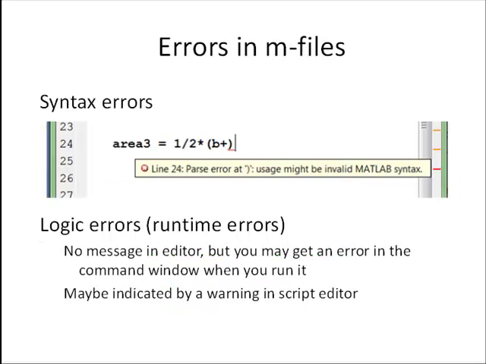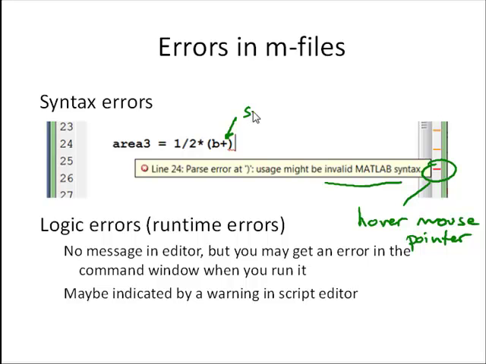In mFiles, when we have a syntax error, what'll happen is over on the right side of the mFile, we'll get a little bar, and if you hover the mouse pointer over that bar, you'll get a message. And in this case, similar message, we've got invalid MATLAB syntax. And if we go back and we look at line 24, we see there's the plus sign here, but we need a number before that parenthesis. So here's our syntax error.